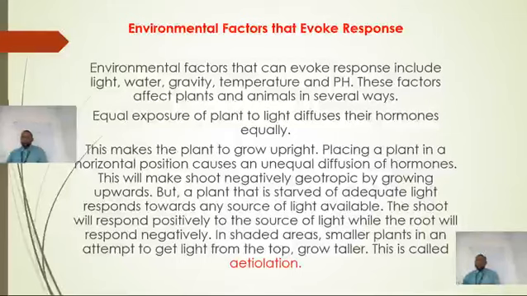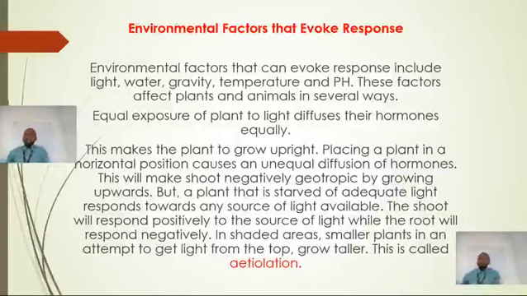But a plant that is starved of adequate light responds towards any source of light available. The shoot will respond positively to the source of light, while the root will respond negatively to the source of light. In shaded areas, smaller plants, in an attempt to get light from the top, grow taller. This is called etiolation. In an attempt to get light, they continue growing taller. What is making them grow taller is the hormones. And what type of hormones?